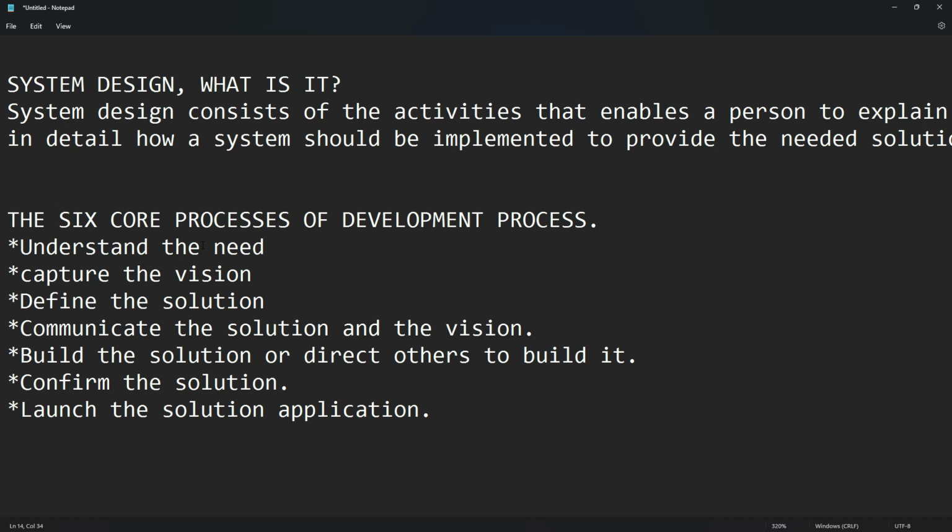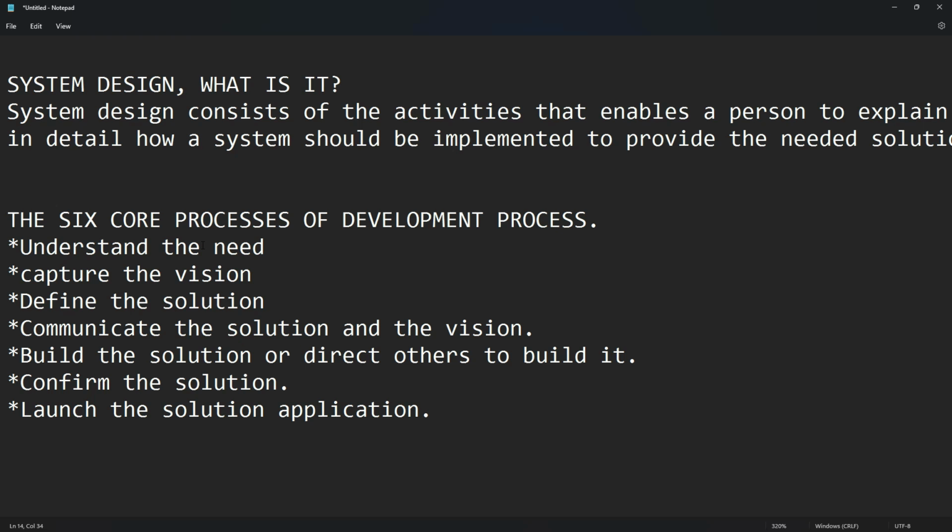So you use your imagination, you capture the vision. Oh, okay, it should look like this, it should do this, it should do this, and then it should solve this problem. You define the solution. How should it solve the problem? It should do this, this, this. Now you try and pair the solution with the visualization you have of how it should look.